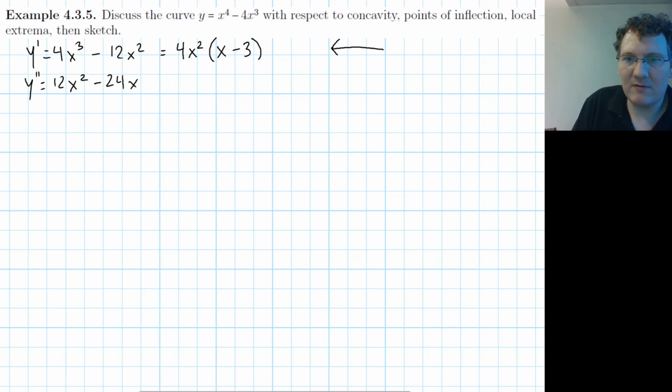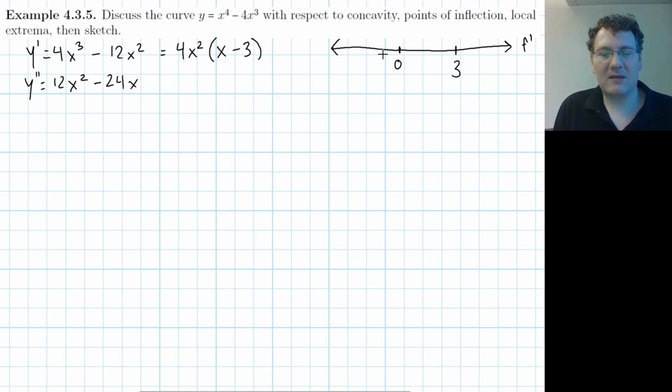So the first derivative has a change at 0, and it has a change at 3. But because I factored out x squared, the first derivative doesn't change sign at 0. Let's just plug in a value. Let's plug in 1. You're going to get 4 times 1 times 1 minus 3. That's negative. So this is negative here. It changes sign after 3, so it becomes positive, but it doesn't change sign at 0. It stays negative on both sides of 0.